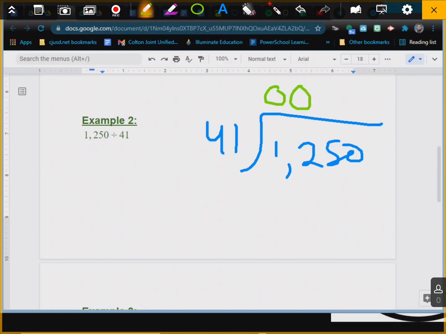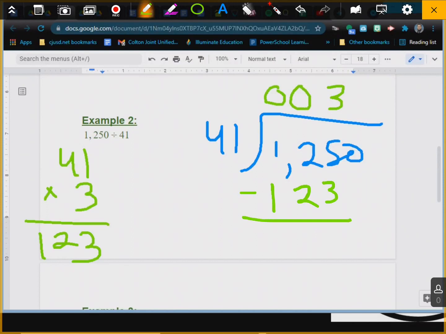So I do 125. Well, I know 41 is close to 40, and 125 is close to 120. I know 40 times 3 would make it 120. So let's try 41 times 3. 3 times 1 is 3. 4 times 3 is 12. 123. Looks like I can make it no problem. Now I subtract: 125 minus 123. You get 2 left over. Bring down the 0.